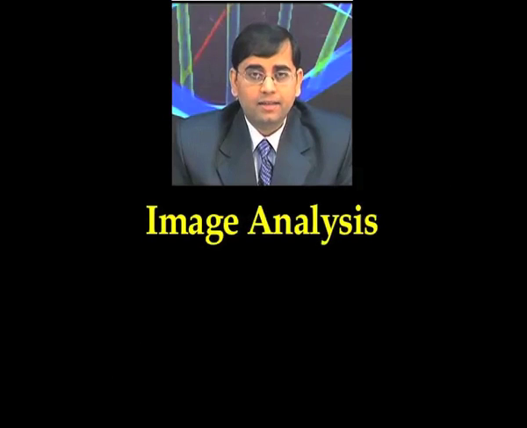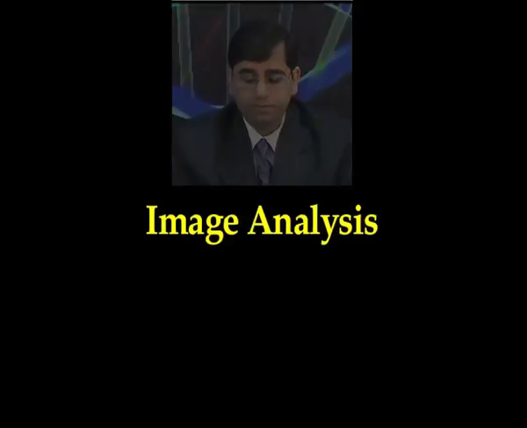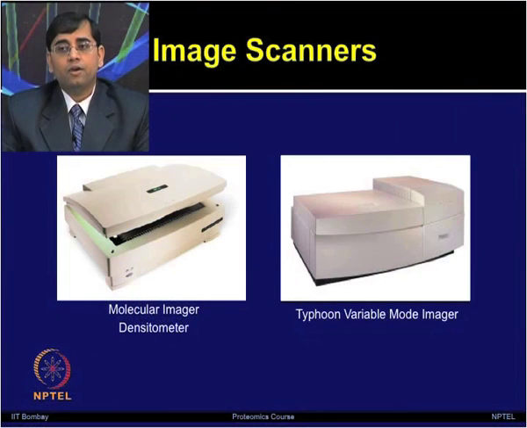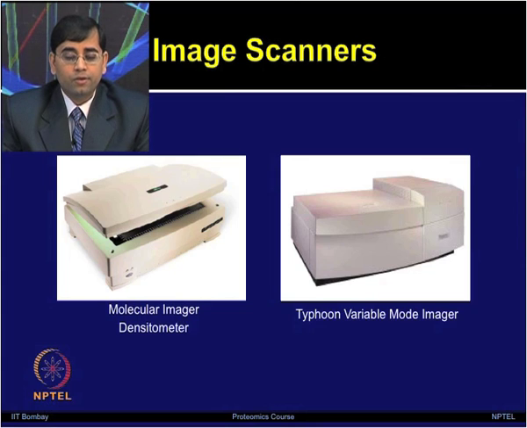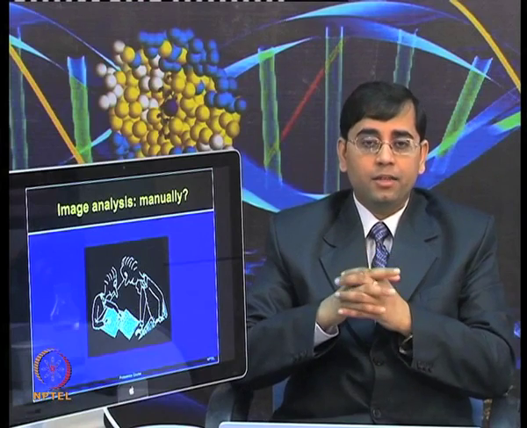So, image analysis is another very important aspect of the two-dimensional electrophoresis workflow. There are different types of image scanners available from different vendors, such as the one I have shown here, molecular imager, densitometer, other the Typhoon variable mode imager. There are many staining image scanners available. So, now how to analyze these images?